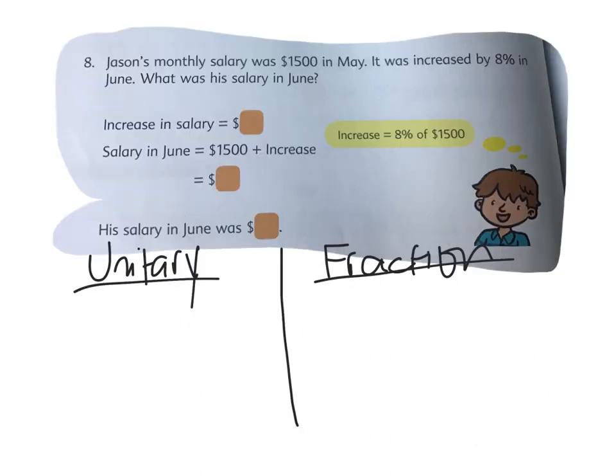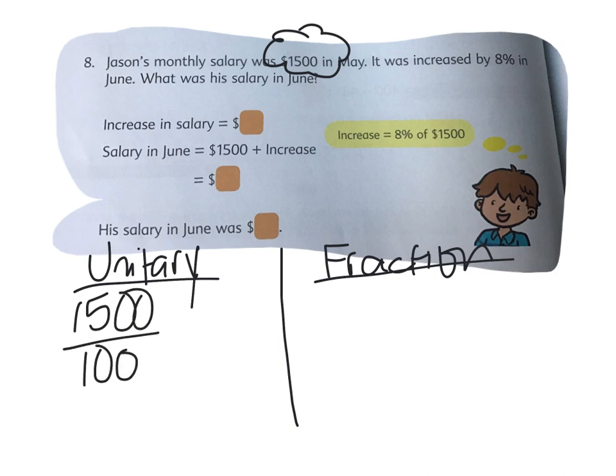All right, let's look at this example. Jason's monthly salary was $1,500 in May. It was increased by 8% in June. What is his salary in June? So we have to find the increase, and then we're going to add it to $1,500. So unitary way, let's find the unit of 1,500. So 1,500 over 100. I'm going to cross off 2 zeros here, 2 zeros here. The unitary value is 15.